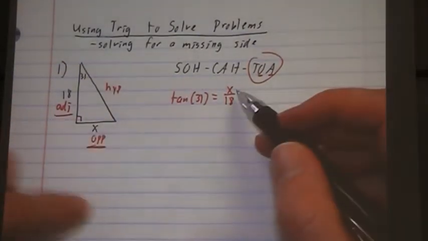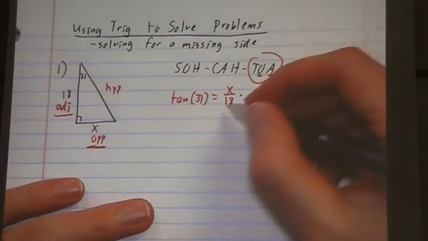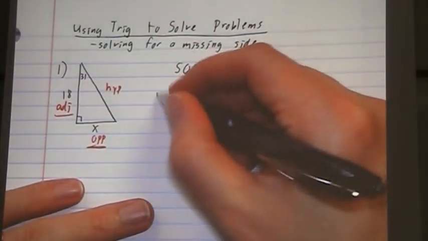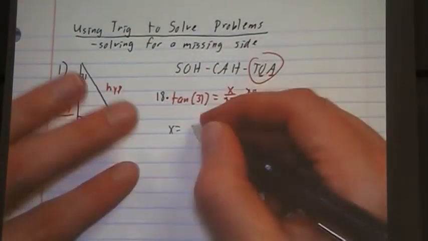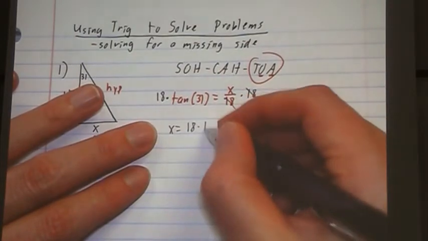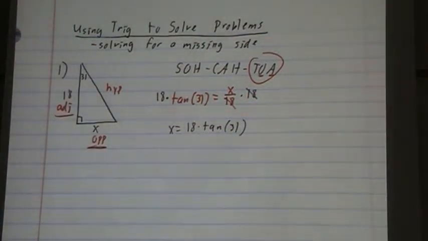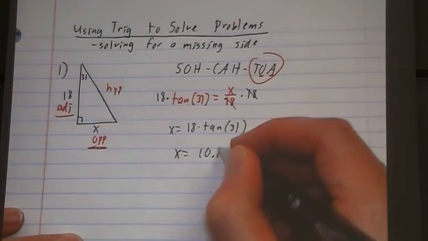Well, we want to get our x by itself. How do we do that? Get rid of that, divide by 18. Opposite, divide by 18 times by 18. So now we have x by itself. x is going to equal 18 times tan 31, or tangent of 31. Put that in your calculator, and we get x equals 10.8.